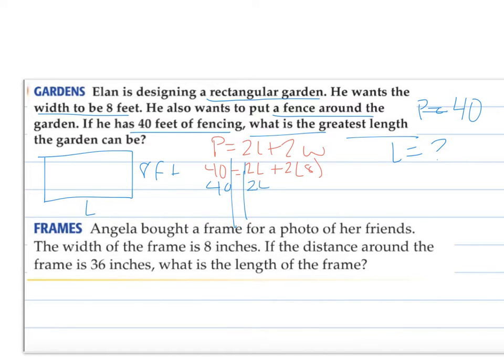So we have twice the length plus twice the width, which is 16, is equal to 40. So we work backwards. We undo, say, without the width. The width takes up 16 feet of fencing. So we have twice the length. We'll need 24 feet of fencing. Divide by 2. We get that our length is 12 feet. And hey, you can plug that back in to check.